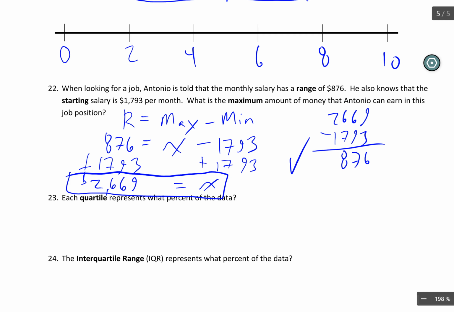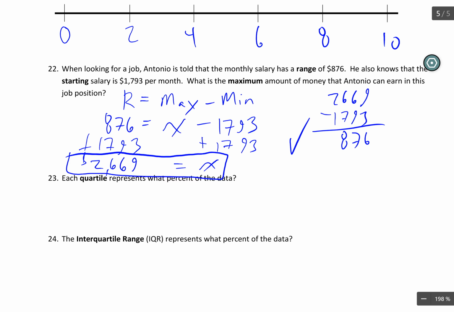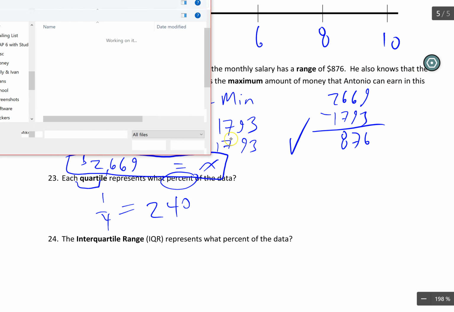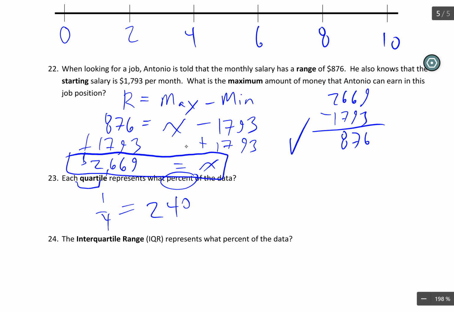Question 23, each quartile represents what percent of the data? Well, I know a quartile is quarts. A quart is 1/4 of a gallon. A quarter is 1/4 of a dollar. And so as a percent, because that's what that's asking me, 1/4 is not 24. A fourth is 25%.